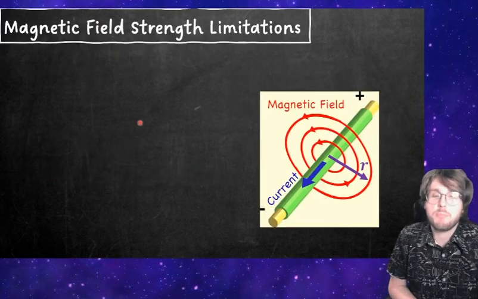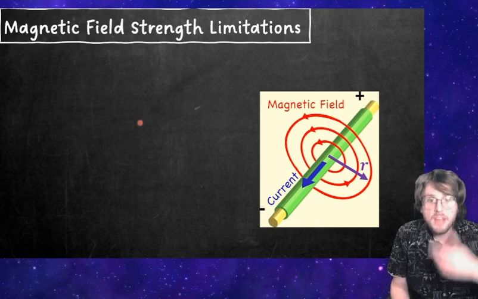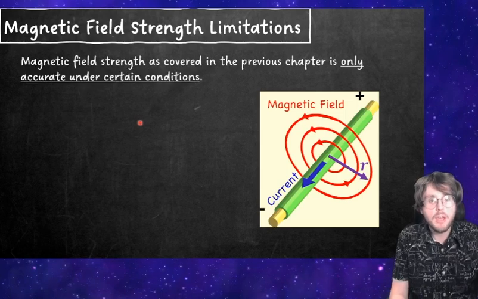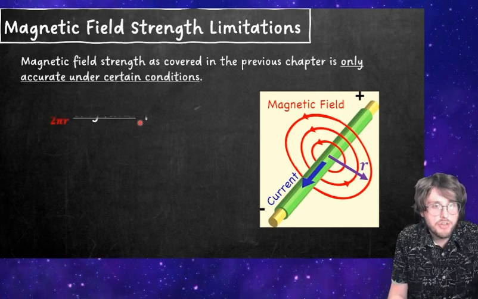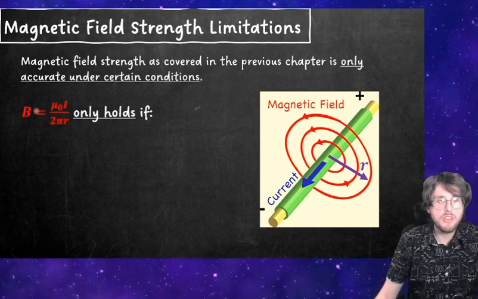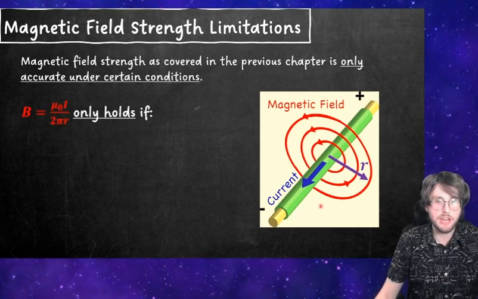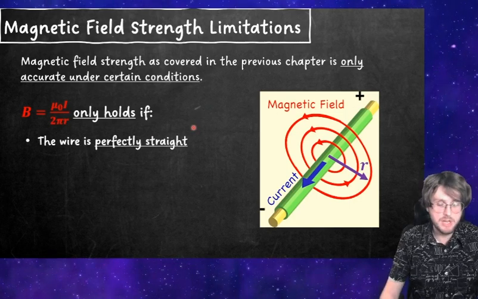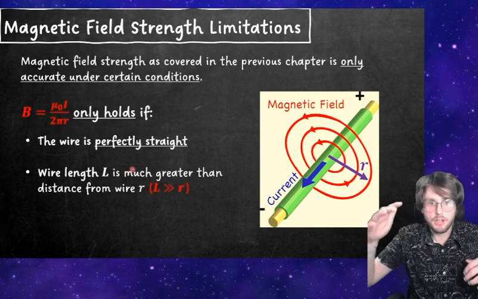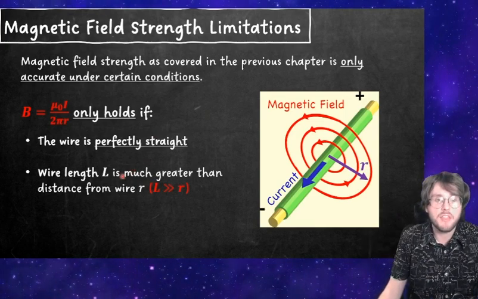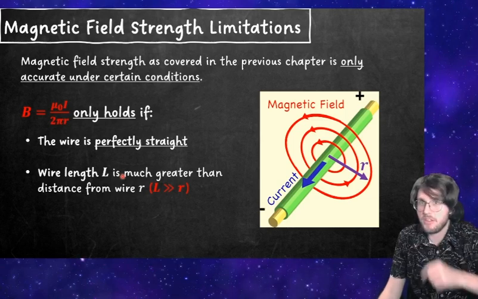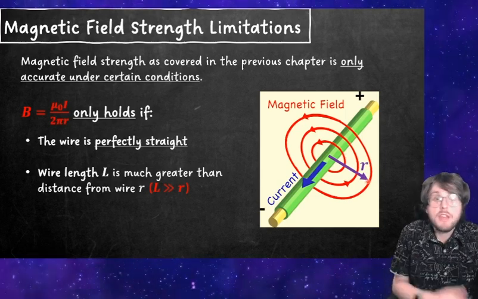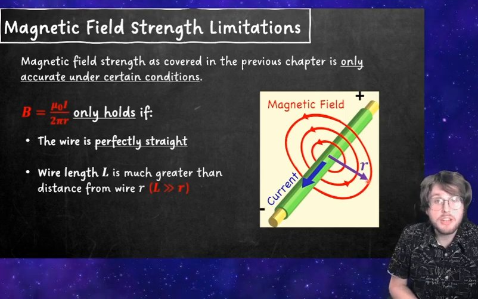So when I say that our previous method of finding magnetic field had some limitations, that's because of two very important considerations we had to make when using that equation. It's only accurate under certain conditions, meaning if we're to use this equation, mu naught I over 2 pi r around a current carrying wire like this one, that equation is only going to hold if the wire is perfectly straight and if the wire length, L, is significantly greater than the distance that some point P exists from the wire. So this distance r right here would be the main indicator. If either of these two conditions do not apply, then we cannot use this equation.